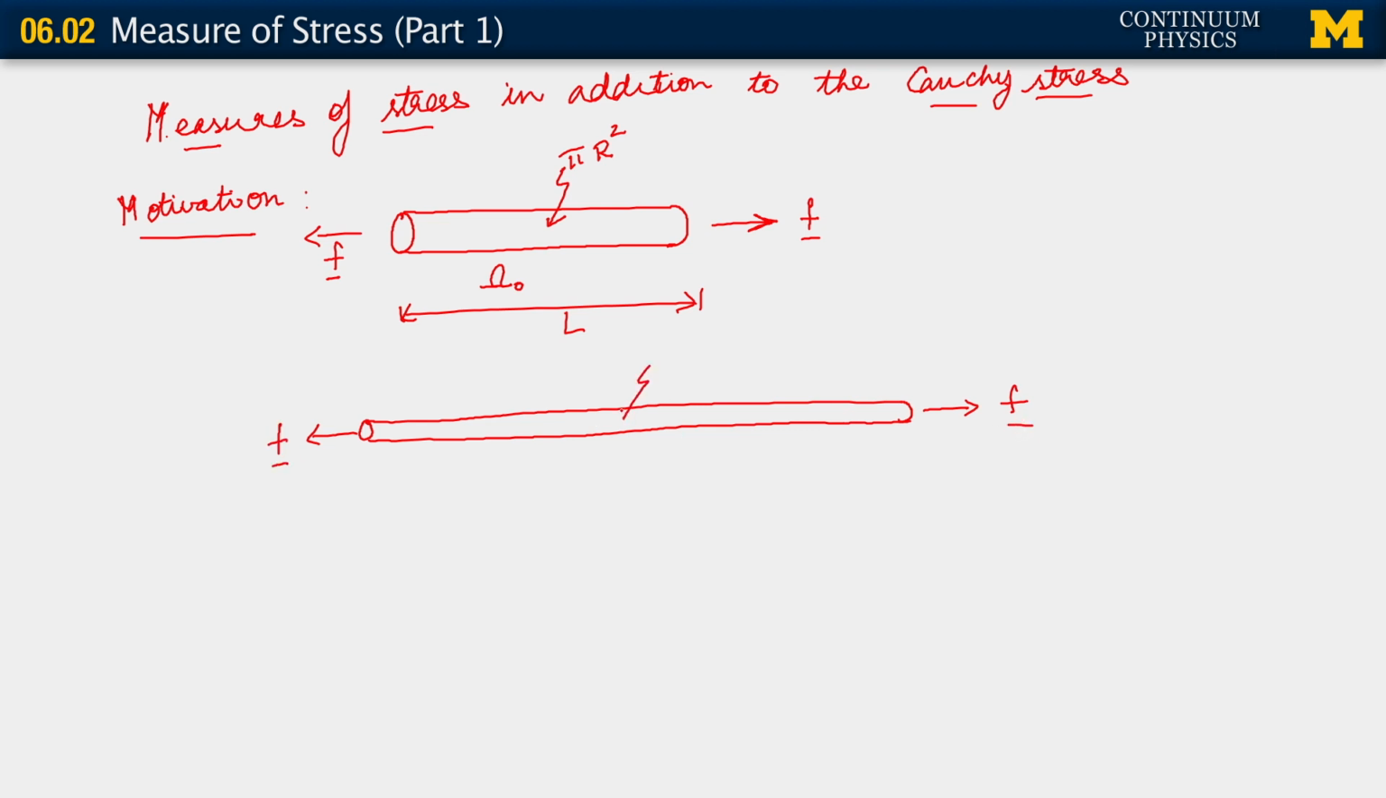But now let's suppose that this has changed to pi little r square, and that this deformed length is little l, okay? And this, of course, is omega sub t, okay? And that's the deformation, right? Okay. Let's suppose that what we have here is an incompressible material such as rubber, okay?